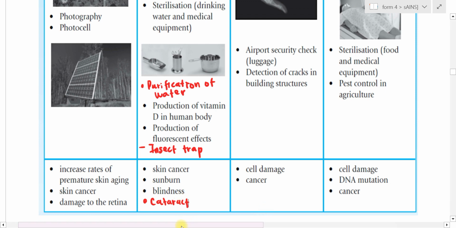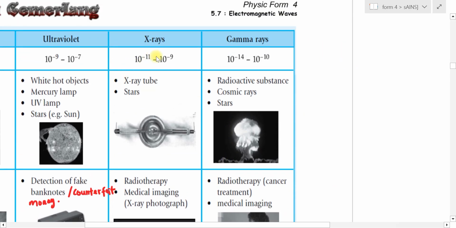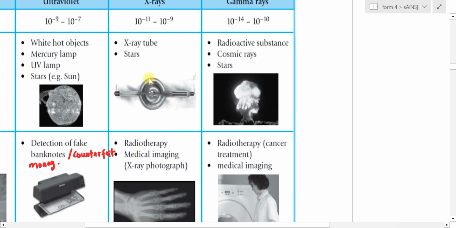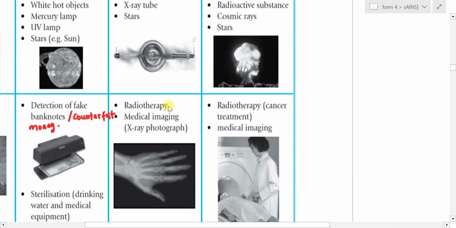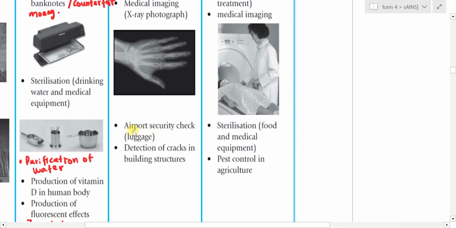Okay, the most important one, X-ray. X-ray dari X-ray tube ataupun daripada star, kita guna untuk radioterapi. Okay, kita guna untuk medical imaging, untuk dapat X-ray photograph lah, nak tahu detect fracture or broken bones. Airport security check, the luggage they will check, right? The one all X-ray. Ini kena ingat, dia selalu tanya yang ni. I mean, detection of cracks in building structure. Okay, yes.